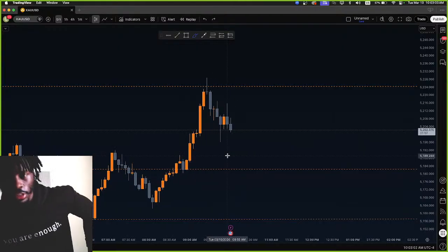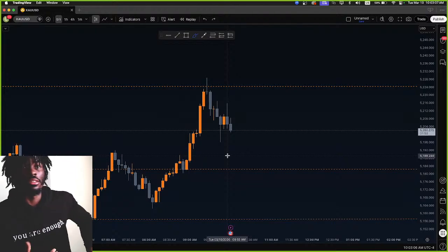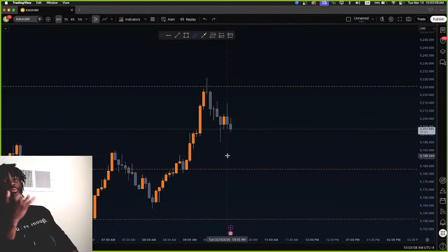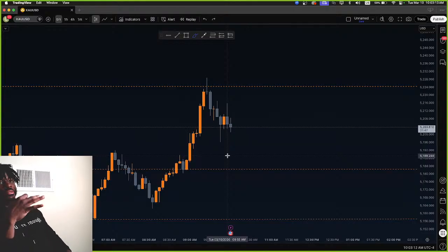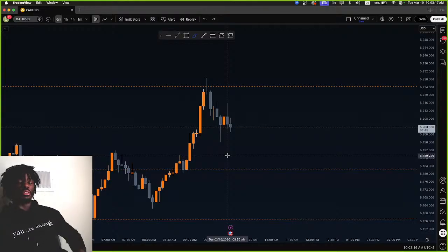For one, this isn't a setup because I can't classify it as any setup. I can't classify this as a break and retest. I can't classify this as a bounce play. I can't classify this as a domain expansion or a breakout. I can't classify this as a setup.